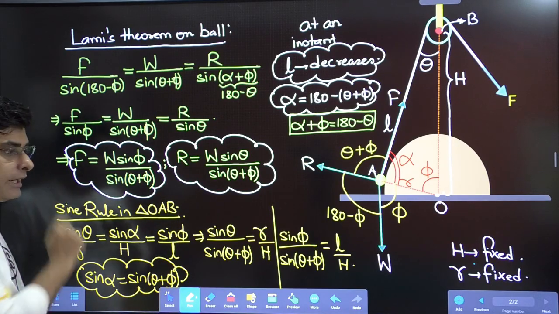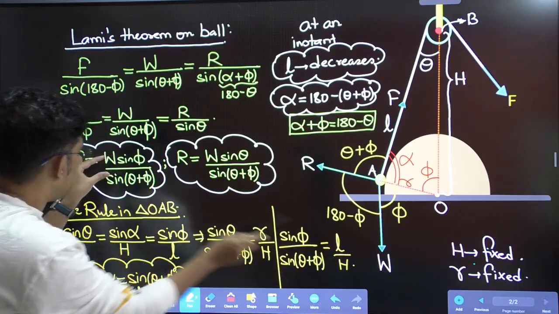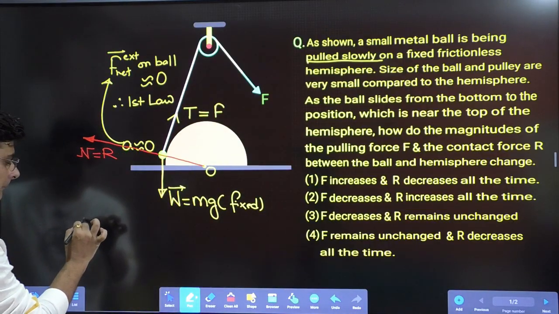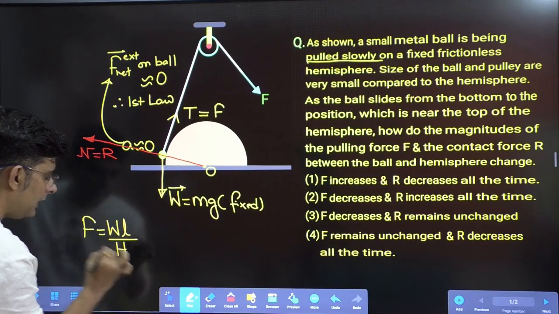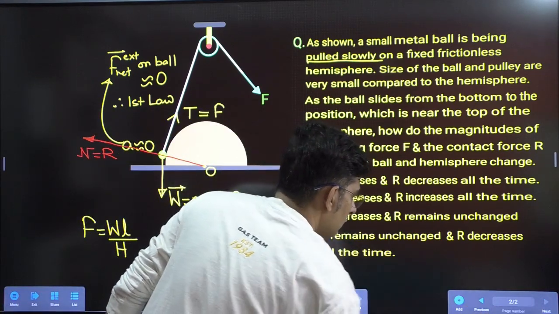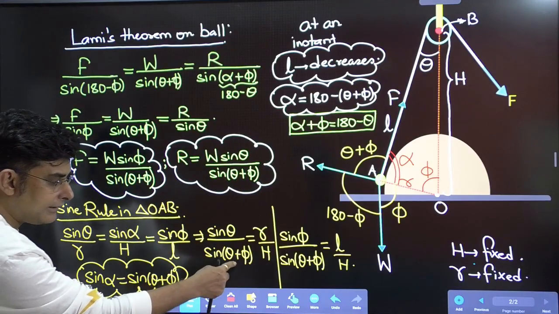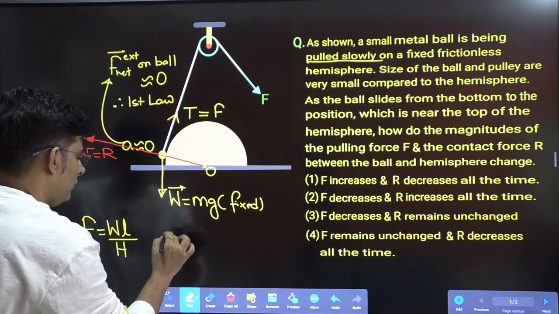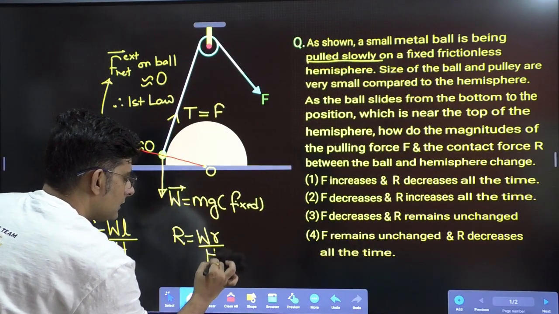So we get the expression for F. So F will become W. Sine phi by sine theta plus phi is L by H. So W into L by H. Let me quickly write over here. So from here we are getting F is equal to W L by H. And what about R? R is W sine theta by sine theta plus phi. Sine theta by sine theta plus phi is R by H. So W R by H. So R becomes W R by H.